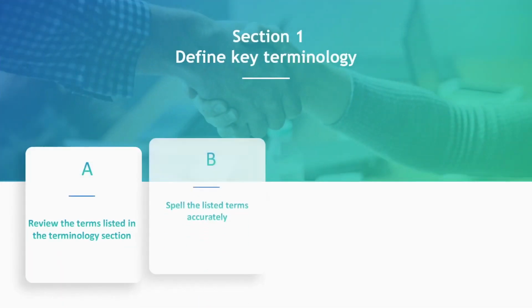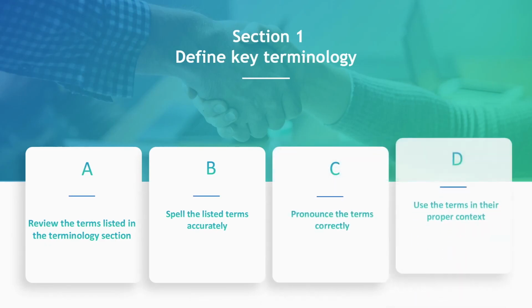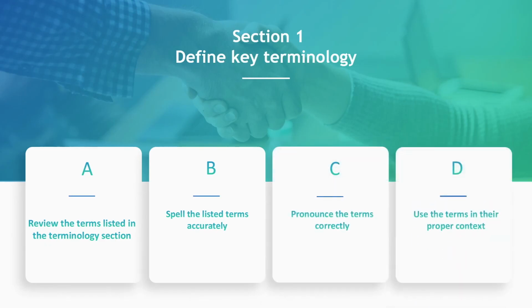Section 1. Define key terminology. A. Review the terms listed in the terminology section. B. Spell the listed terms accurately. C. Pronounce the terms correctly. D. Use the terms in their proper context.